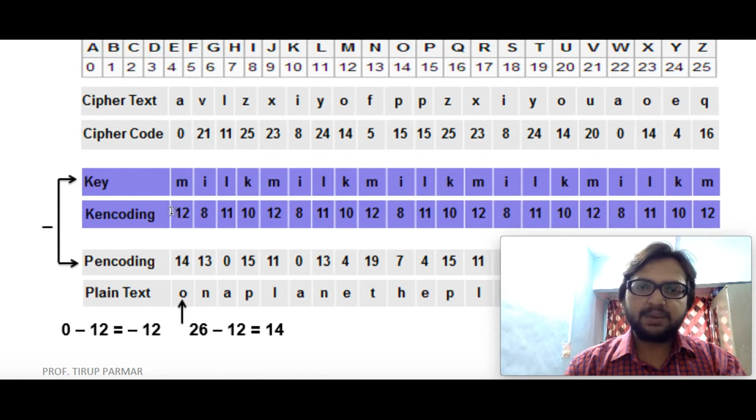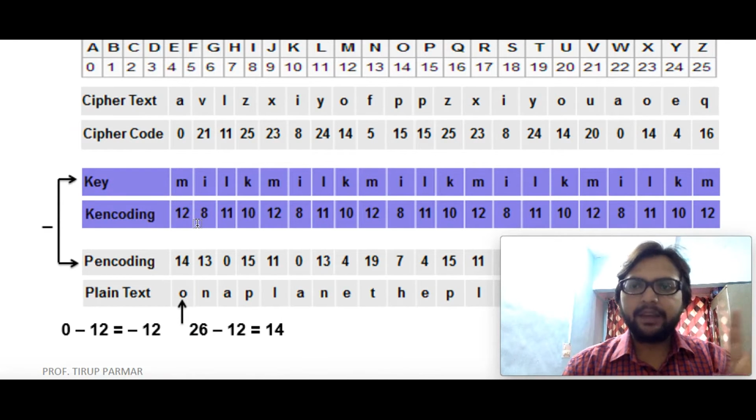Suppose 0 minus 12, that is minus 12, as you can see here. So what we need to do, we are going to subtract 12 from 26. So 26 minus 12, that is 14. So our original alphabet, or plain text alphabet, is O.